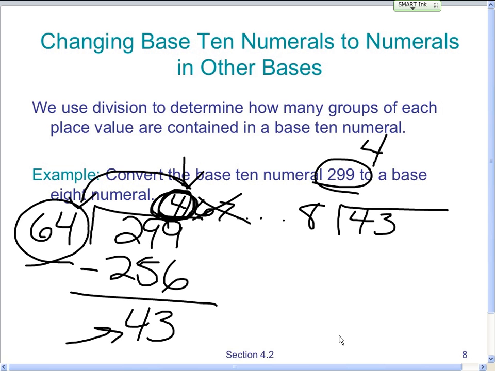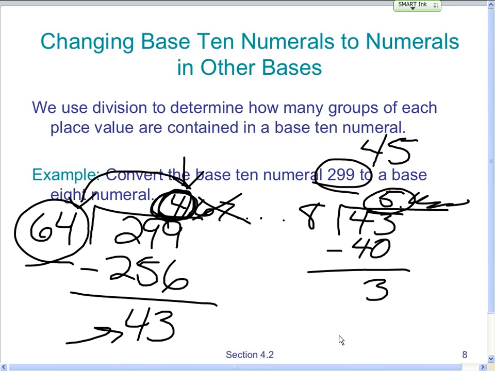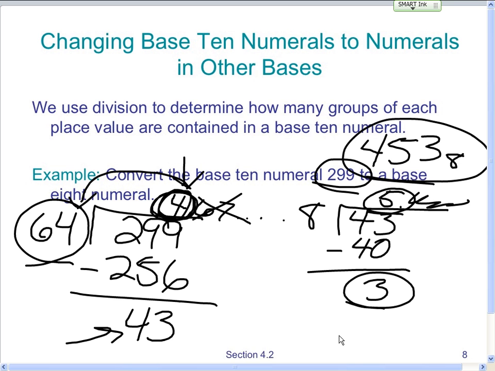So I'm going to take 43 and divide it by 8, and that will give me another decimal, 5.67, whatever. We don't care about the point whatever. We only care about the 5. So I'm going to take 5 multiplied times 8. That gives me 40. And I'm going to subtract. And I get 3 units remaining. So this tells me how many sticks. I have 5 sticks. And I have 3 units remaining. And your answer is 453 base 8.